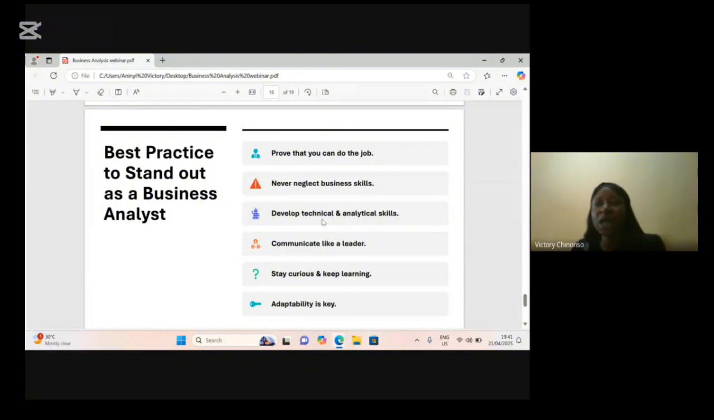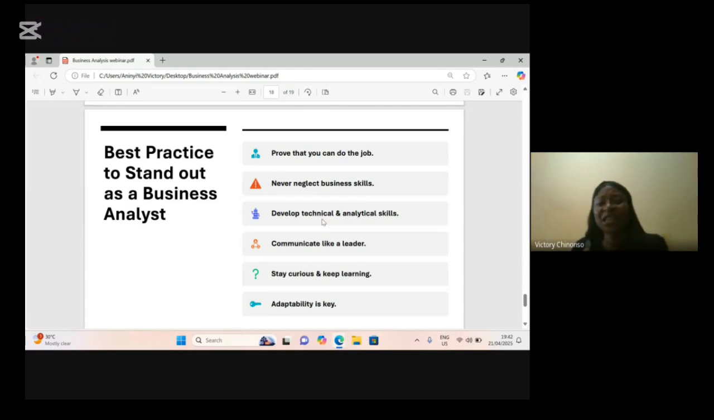Showcase your work. Tell people, this is what I do. Work on projects, even if you've not started working or you've not got a job. We have so many sites where you can get data to work on projects. Sometimes you can even volunteer. You can go to a company and say, I want to be a business analyst. I found out that this problem you have, I can bring this solution for you as a business analyst. So prove that you can do the job.